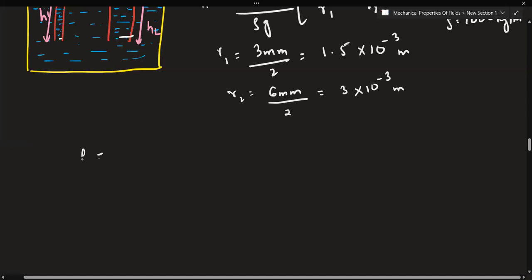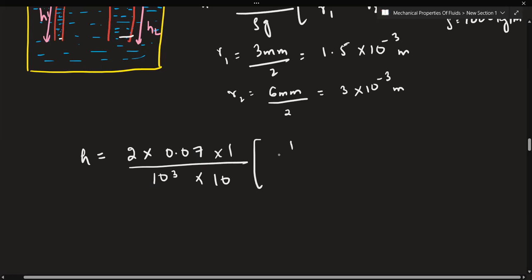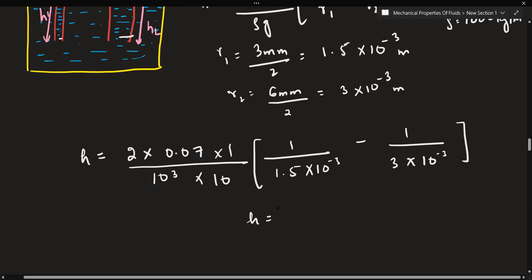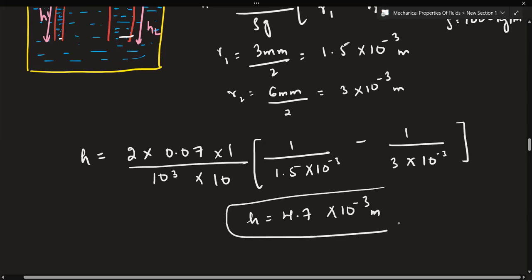So the difference in height would be 2, surface tension is 0.07, cos 0 is 1, divided by rho. Rho is 10 to the power 3. Acceleration due to gravity, let's take it as 10. Then 1 by r1 means 1.5 into 10 to the power minus 3, minus 1 by r2, 3 into 10 to the power minus 3. So on solving this, you will get the answer approximately around 4.7 into 10 to the power minus 3 meters. So just note this down and see whether you're getting this or not.